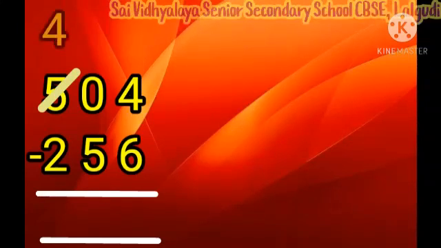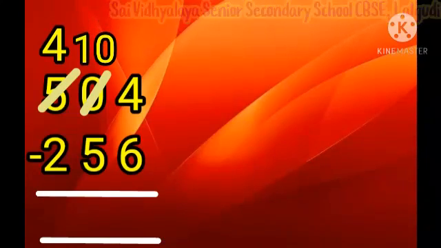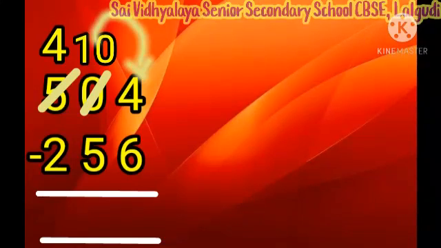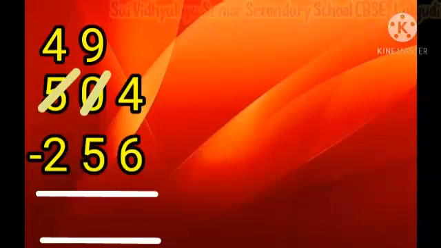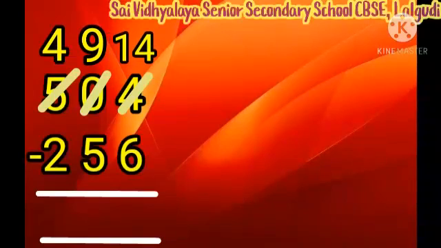Now 5 becomes 4 and 0 becomes 10. That is 10 tens. Now we can borrow from tens place. That is, borrow 1 ten from 10 tens. Here 10 becomes 9 and 4 becomes 14. Now we can subtract it easily.